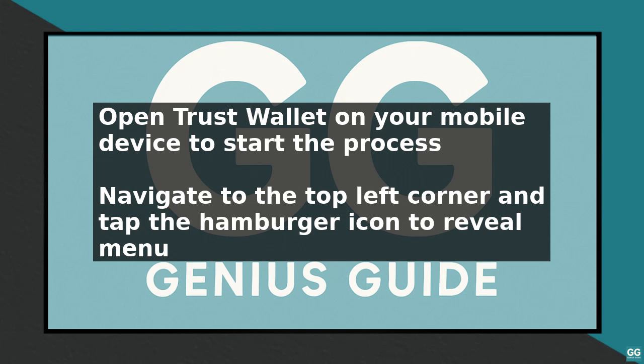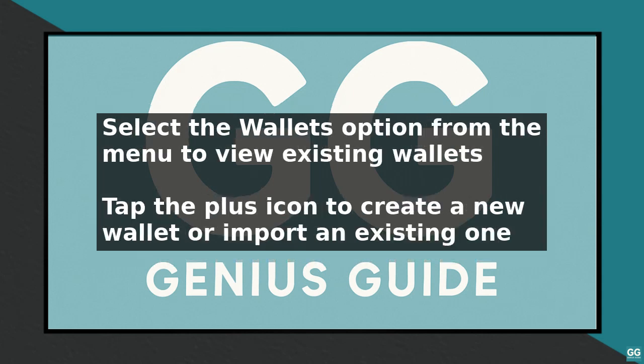In the Wallets section, you will see a list of all the wallets you have created in Trust Wallet. To create a new wallet, tap on the plus icon in the top right corner. This will take you to a screen where you can either import an existing wallet or create a new one. To create a new wallet, select the Create a Wallet option and follow the prompts to back up your wallet.